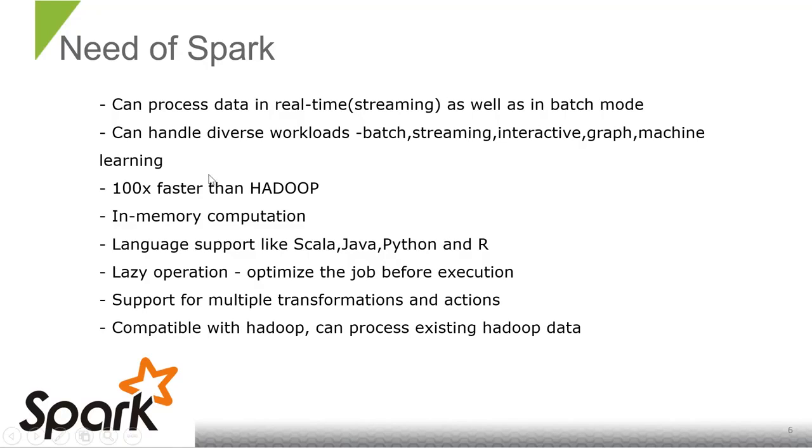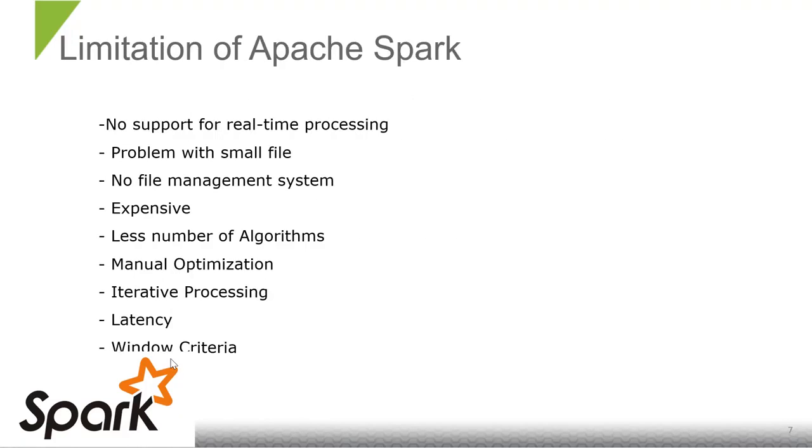and Spark supports 4 different languages. That means we can work on Spark using 4 different languages: Scala, Java, Python, and R. And other key features which Spark has are lazy operation or lazy evaluation, which is a kind of optimization technique in Spark, and Spark supports different types of transformations and actions as different methods inside Spark. Spark is also compatible with Hadoop and can process different types of data.